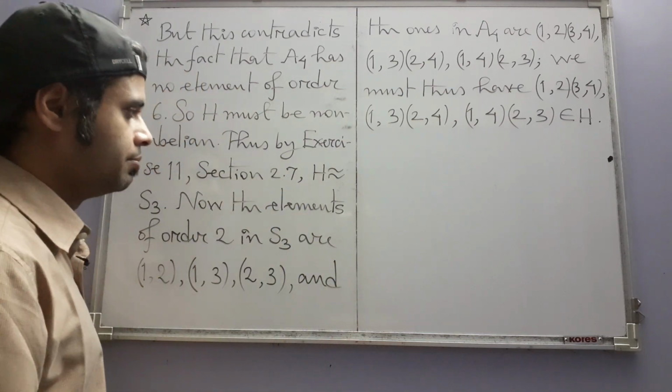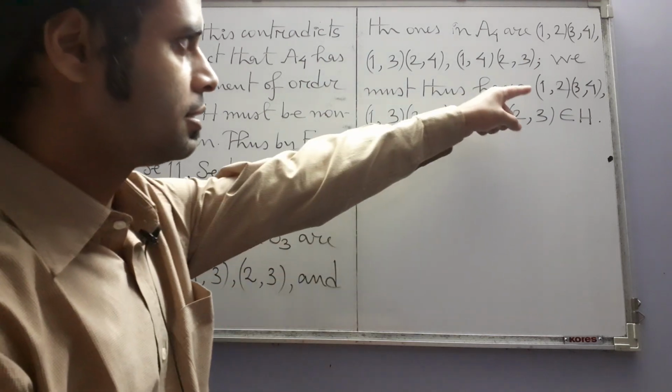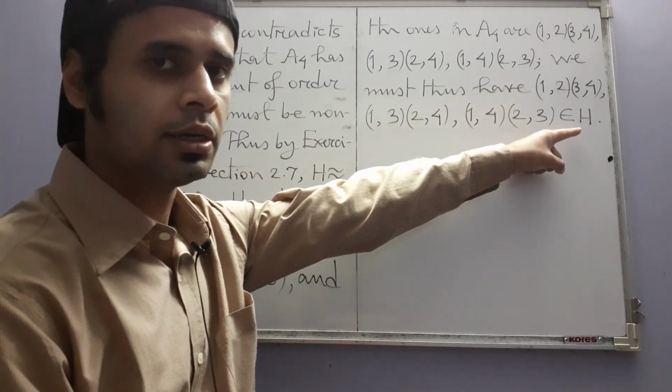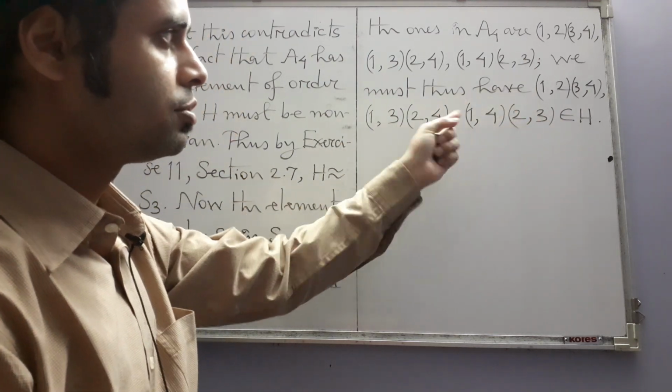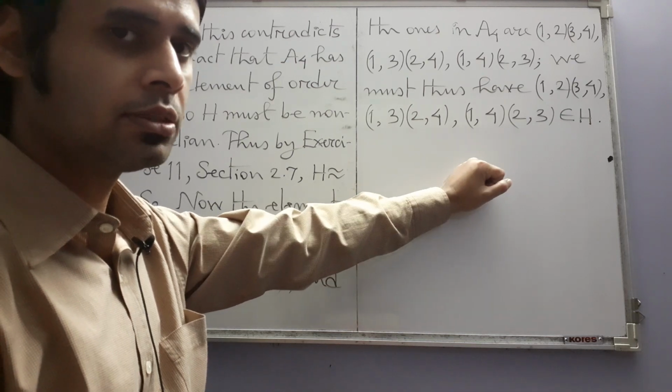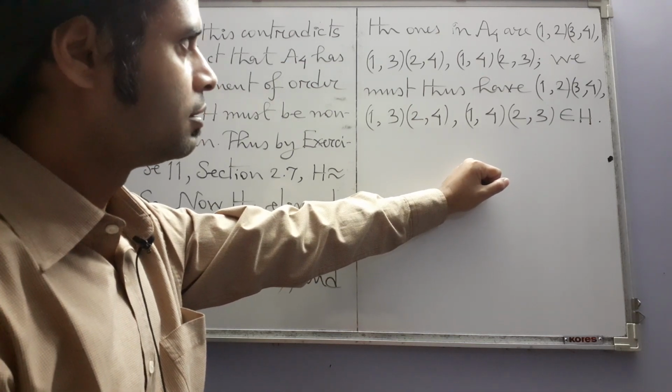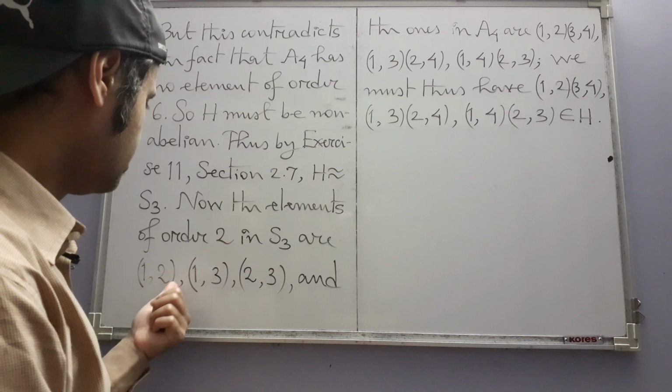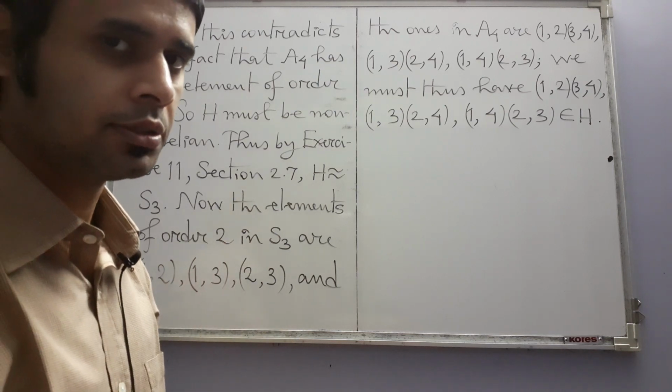But there is a problem. The problem is that these elements of order 2 in H are mutually commuting. They commute with one another. However, the ones in S3 are not mutually commuting.